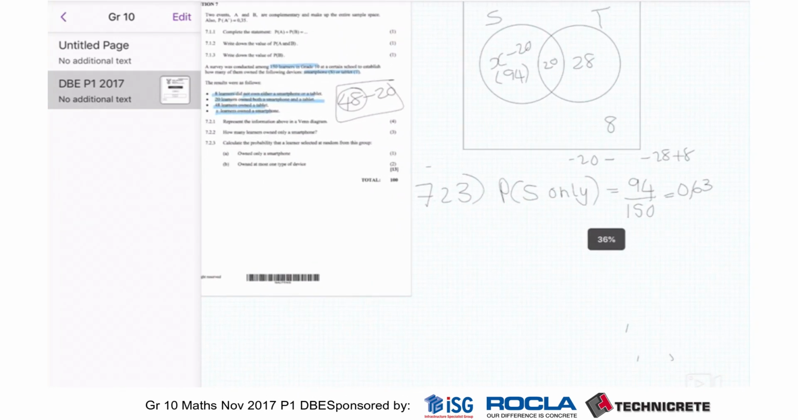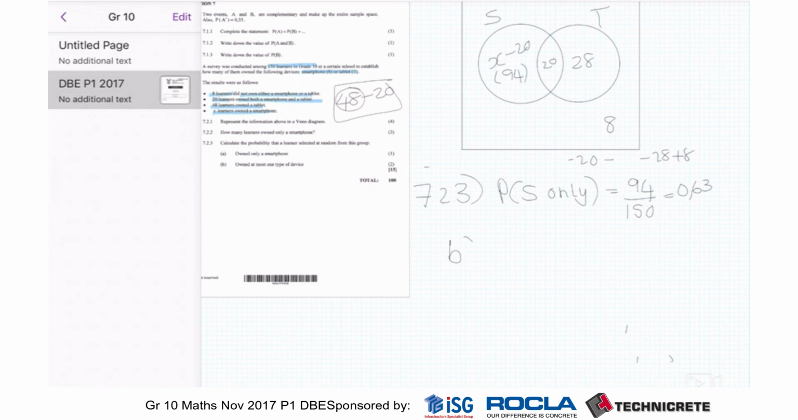Okay, so you can put that into your calculator. And then B, owned at most one type of device. So only one, which means we can't include the ands. So S or a T, owned at most one type of device. Owned at most, so probability of a student that owned at most one type of device, or neither.